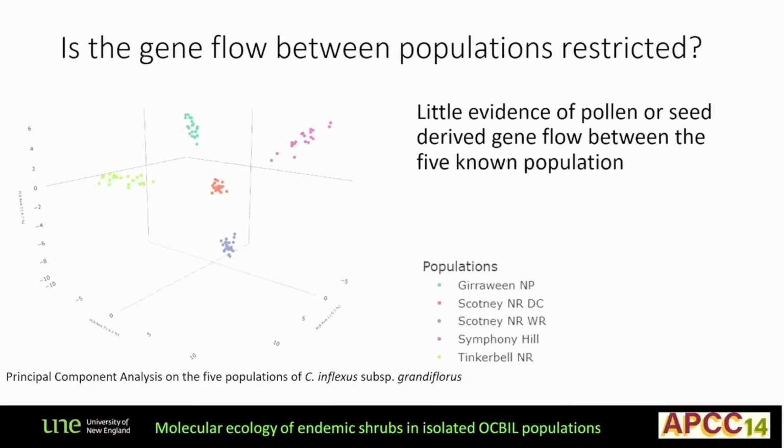Also, as part of the study I was doing population genetics, and of the other four populations I took 20 random samples, and I compared them to 20 samples of Wombat Rock using PCA analysis and also structure analysis. What we're seeing is that those five populations are very much distinct, which gives you a little evidence that there is little pollen or seed-derived gene flow between those five populations.